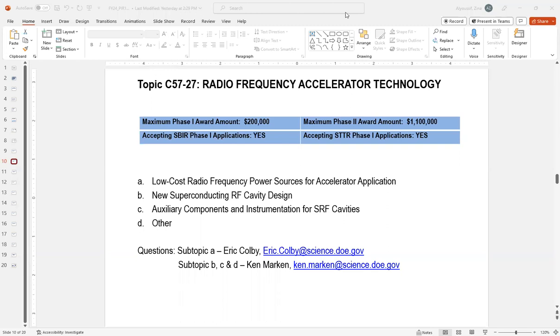I will mention that for the other subtopic, we will consider responsive letters of intent that are related to the three subtopics that we listed. This isn't wide open for all RF accelerator technology, but if there is an idea that's not covered in the specific subtopic language but is related to it, please submit those ideas.